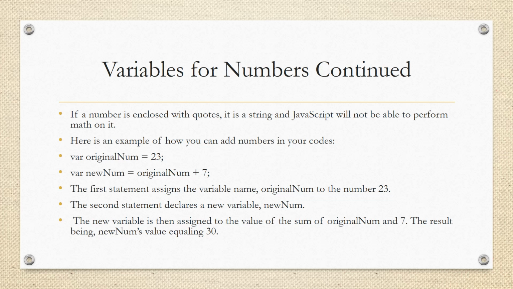So here's an example of how you can add numbers in your code. So var original num equals 23. So original num equals 23. Var new num equals original num plus 7. So the first statement assigns the variable name original num to the number 23. And then the second statement declares a new variable, new num. So new num equals 23 plus 7, which equals 30.